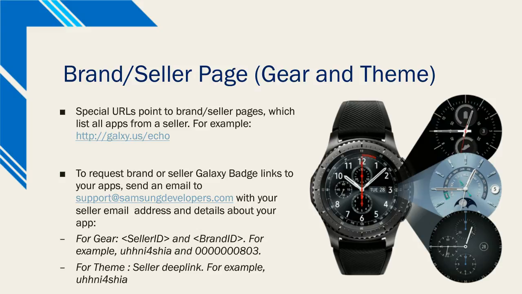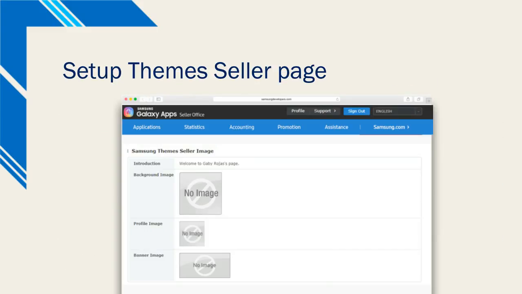Now, how to set up the seller page for themes in Seller Office, like what your user will see when they come to your seller page on Theme Store. So this is under the Profile tab. Once you log in, you click on the Profile tab and go on to the Samsung Theme seller page, and you are seeing there are various fields where you can upload screenshots or description. And once you enter all those details, it will be shown up like this.